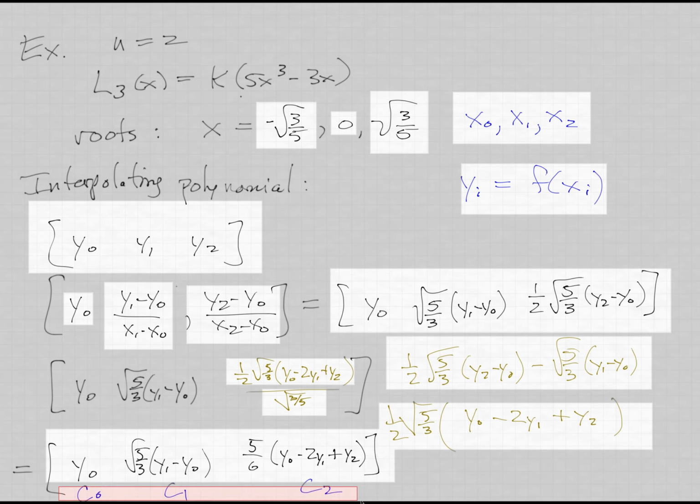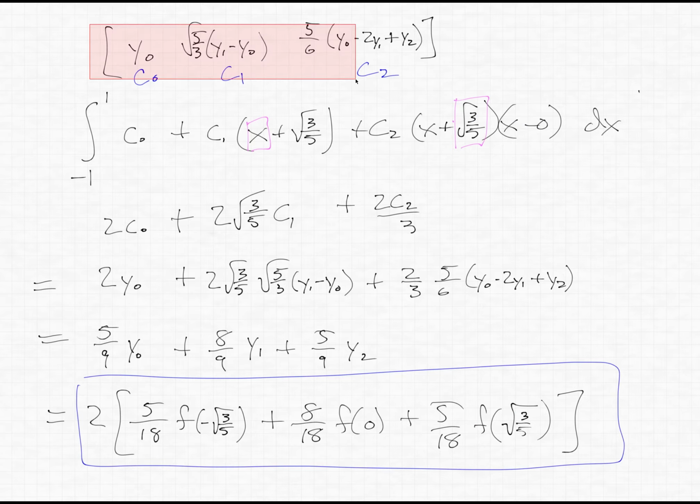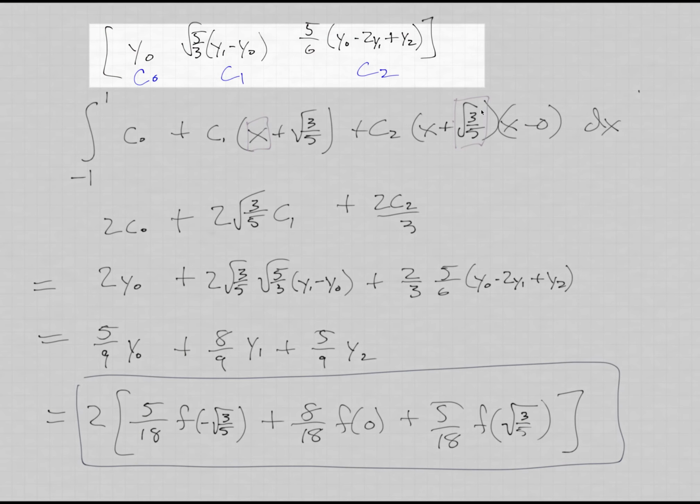Remember, the coefficients are going to be C0, C1, C2. They're the coefficients in the progressive polynomial. So this is a general formula for how to assemble the progressive polynomial if you're given the y values, right? Okay, so again, here are the coefficients of the progressive polynomial, and the progressive polynomial would look like this.